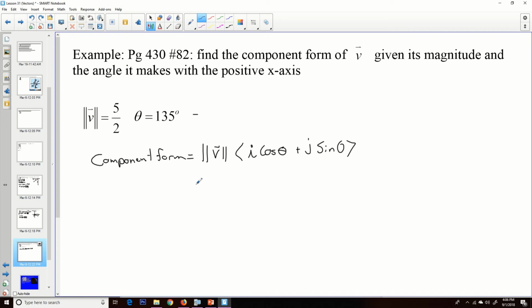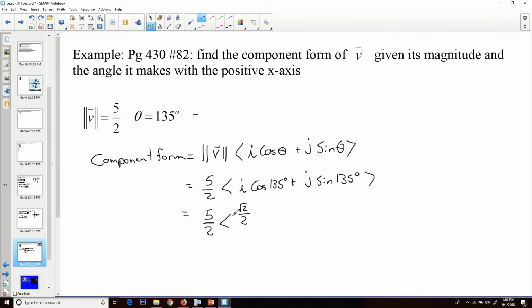And for this, it's just a plug and chug. So we can go 5 over 2, and so i is 1, 0, and j is 0, 1. That should be a theta, sorry. We'll leave an i there, and the cosine of 135 degrees plus j times the sine of 135 degrees, and we've all memorized our unit circle and know that the cosine is negative square root of 2 over 2, so I've got 5 over 2 times square root of 2 over 2.